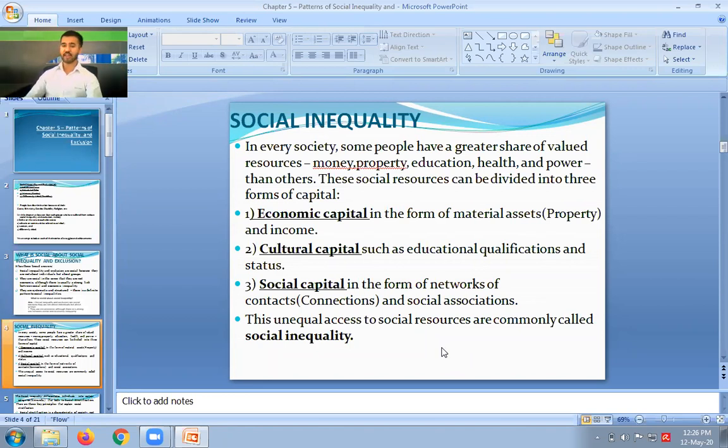So social inequality: in every society, some people have a greater share of valued resources, money, property, education, health, and power, than others. These social resources can be divided into three forms of capital. In every society, some people have more money, some have more property, some have better education, better health facilities, more power. What that brings in society is inequality.